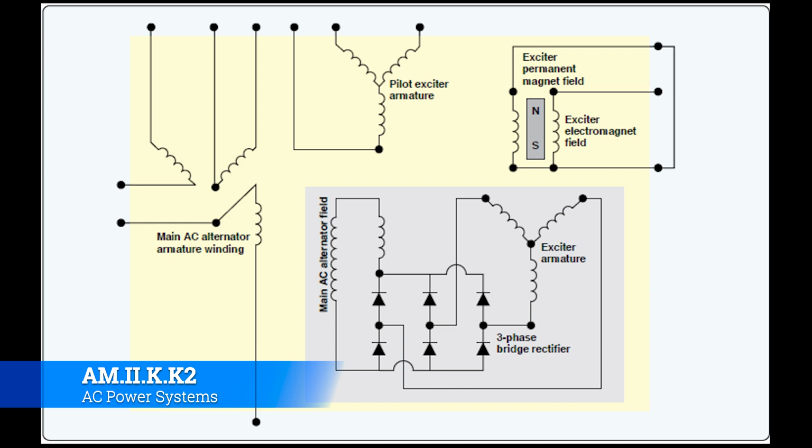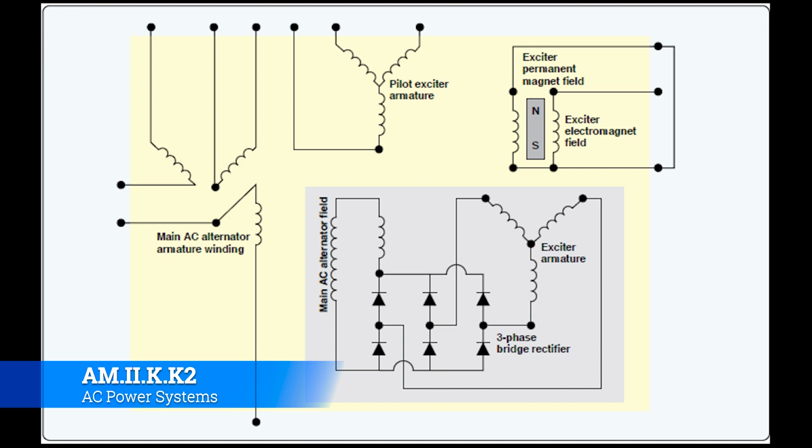The AC output of the pilot exciter armature is supplied to the generator control circuitry, where it's rectified, regulated, and then sent to the exciter field windings. The current sent to the exciter field provides the voltage regulation for the main AC alternator. And if greater AC alternator output is needed, there is more current sent to the exciter field, and vice versa.